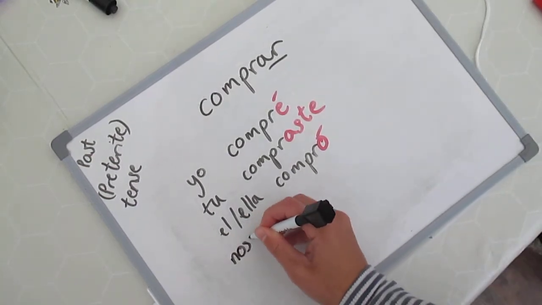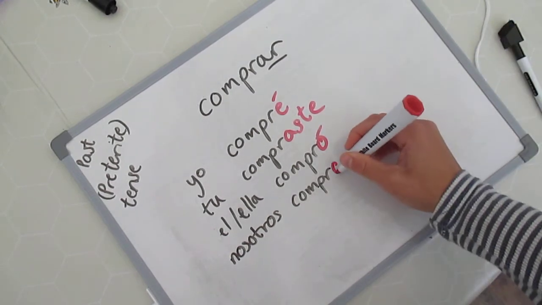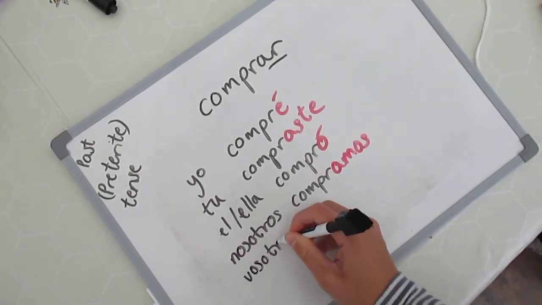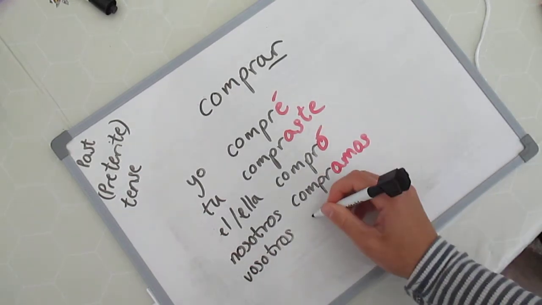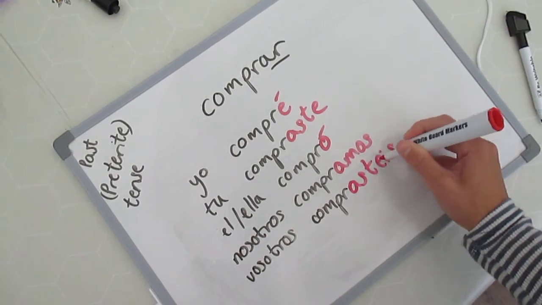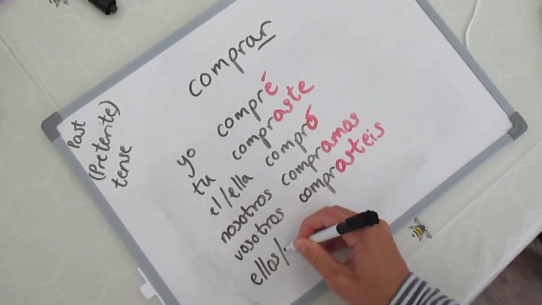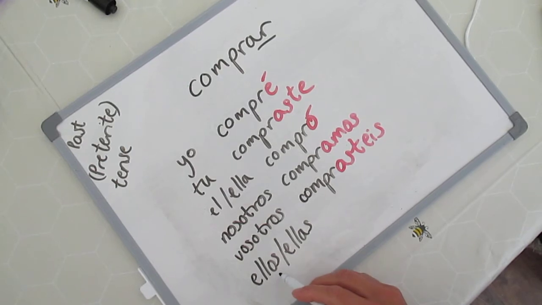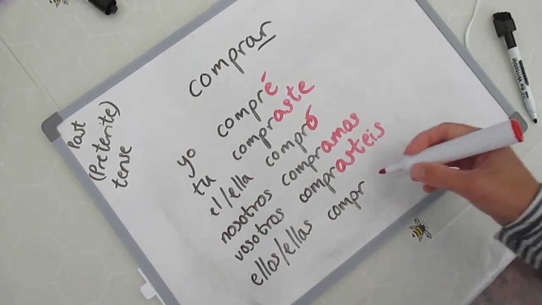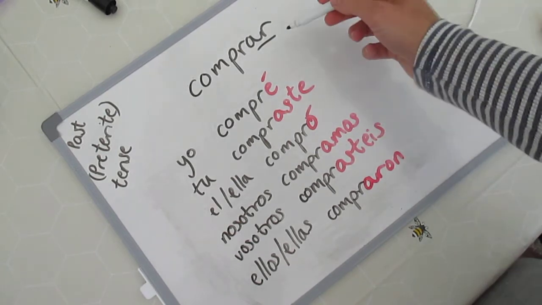The nosotros form, so that's we. We've got comp, and then this will look familiar, compramos. For the vosotros form, so that's you all, we've got comp, astéis. And then for the they forms, remember ellos, ellas, so they're talking about a group of boys, or a group of girls, we've got compraron. Okay, so those are your endings for regular AR verbs.